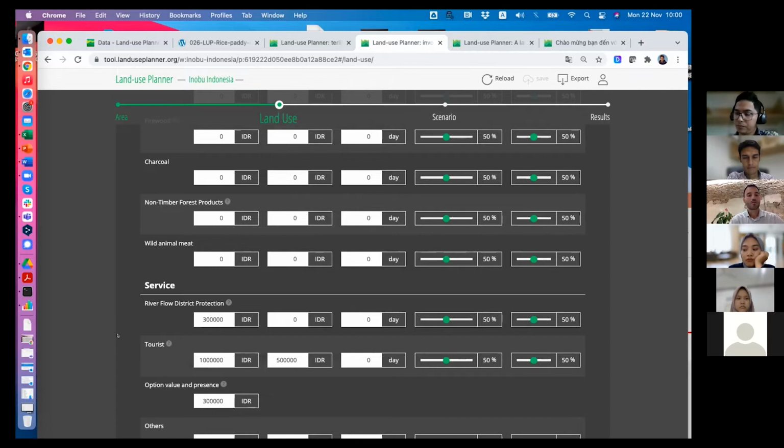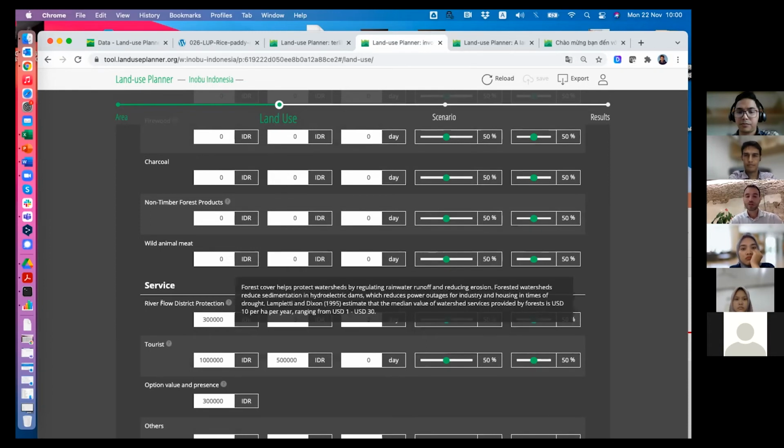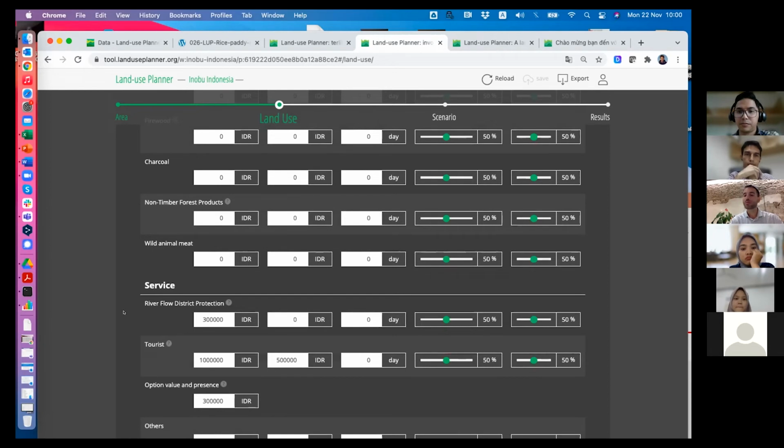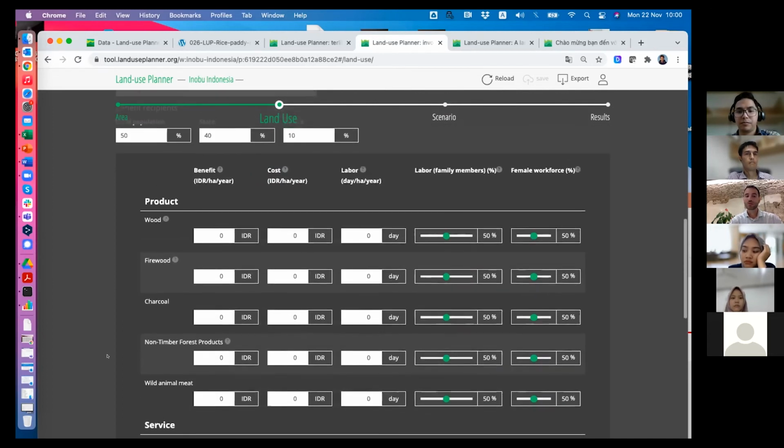I've seen myself studies in Vietnam about the valuation of forest for watershed. I know we're in Indonesia here, but I'm thinking about Vietnam, because in Vietnam they have a national system of payment for ecosystem services, right? Especially for watershed protection. I remember when we were in Vietnam using the land use planner, we said, okay, for the watershed services, we will use the value that people get from the payment for ecosystem services scheme.